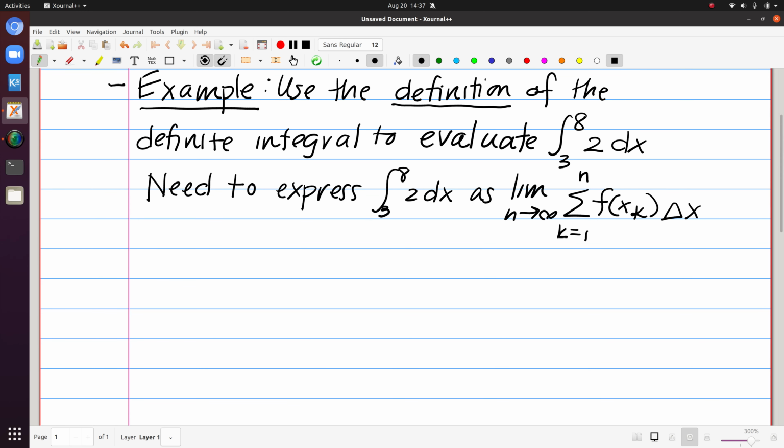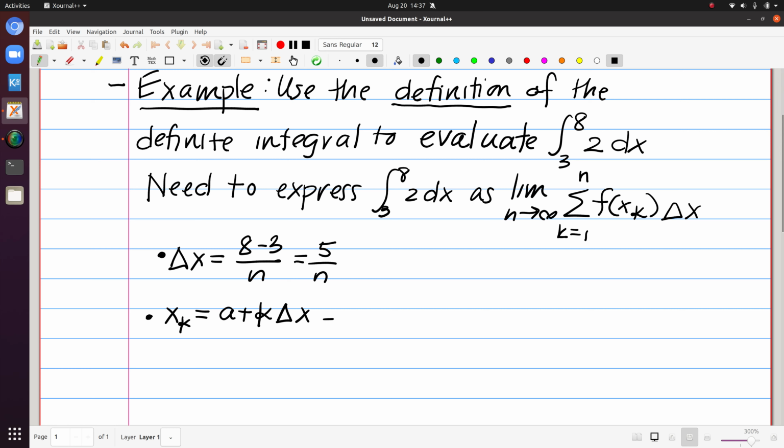Just like I did before when going in the reverse direction, I'm going to start with delta x. We can find delta x here as the length of our interval divided by our number of rectangles n. And so delta x is 5 over n. X sub k, remember, is a plus k delta x. A is 3, the leftmost point of my interval, and we know that delta x is 5 over n, so this becomes 3 plus 5k over n.